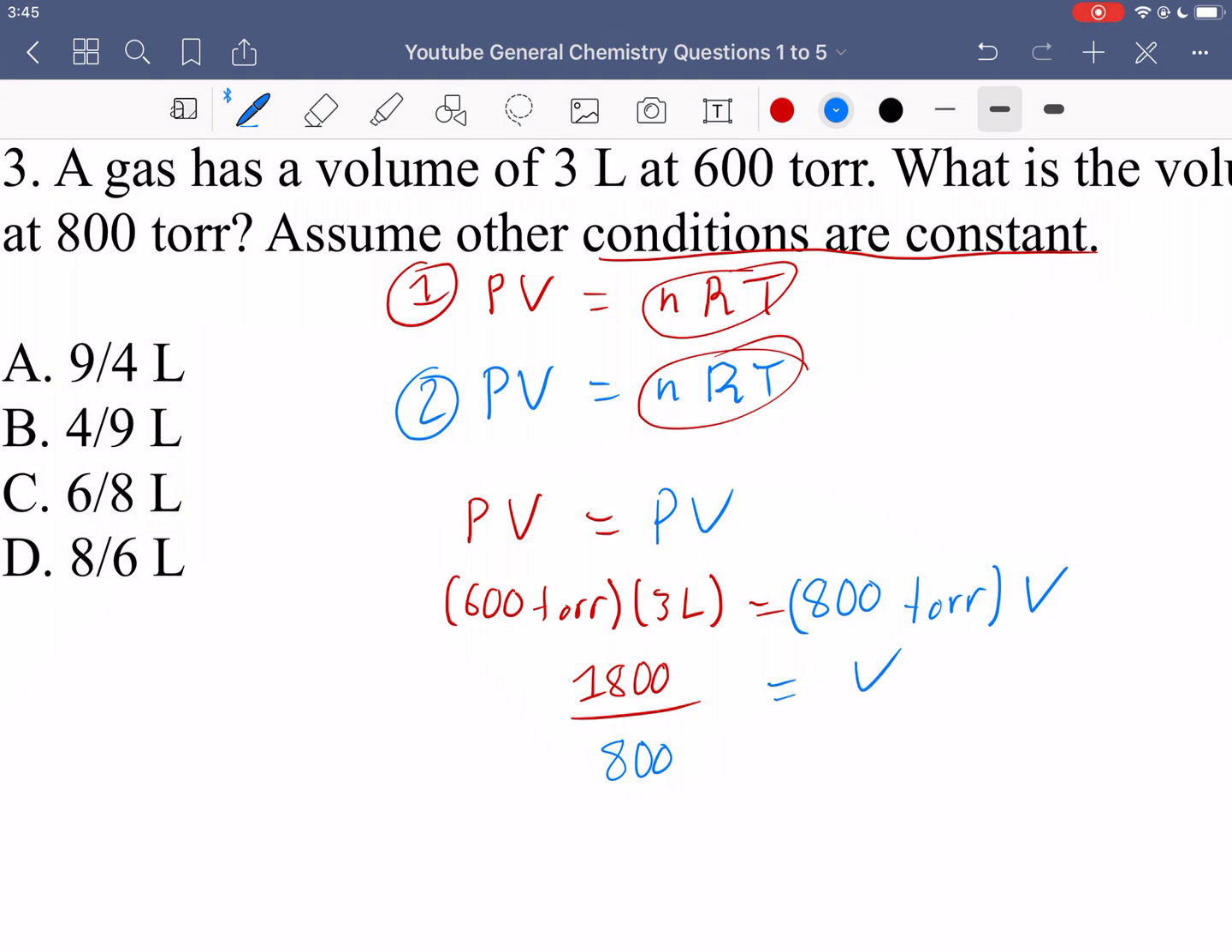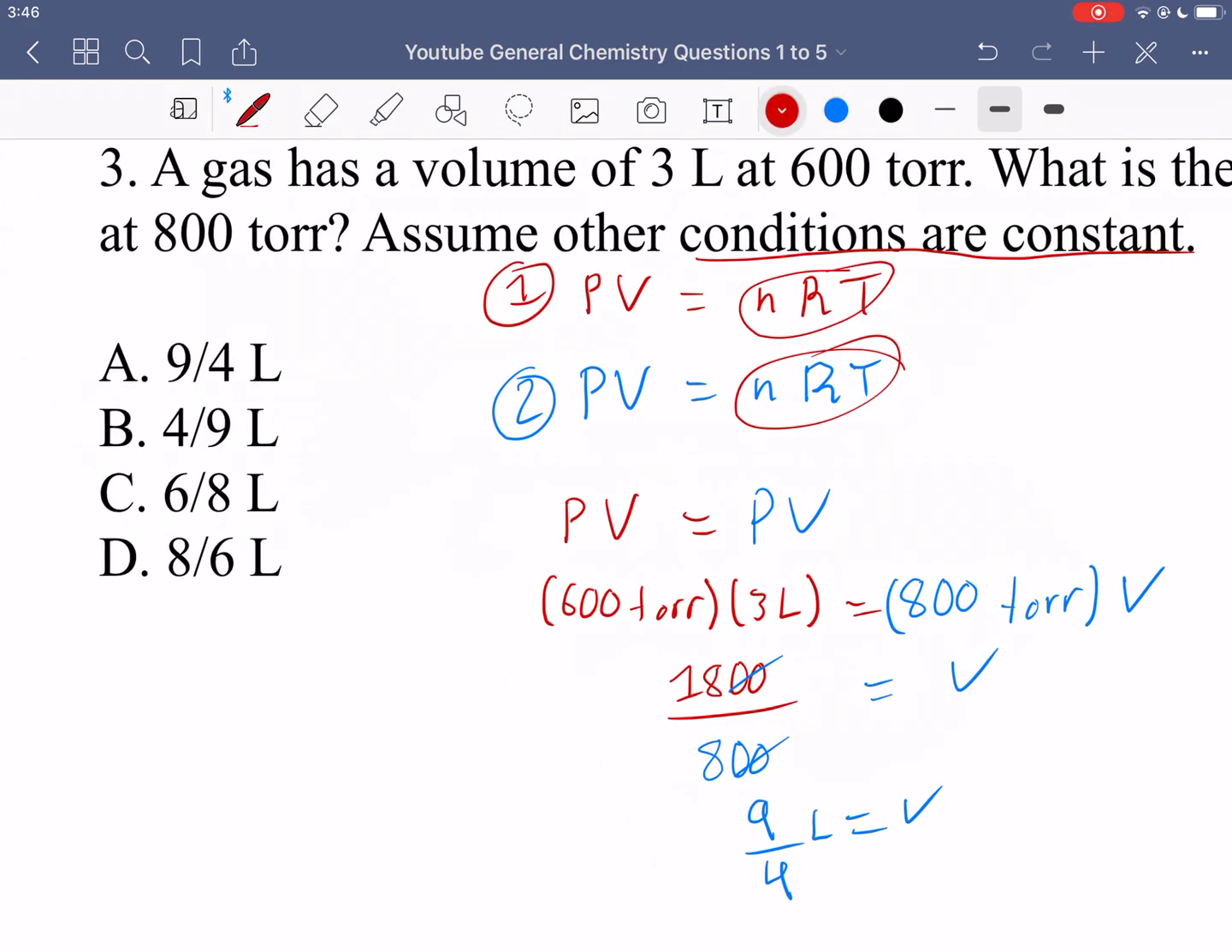So 1800 divided by 800, we can simplify that by dividing both the numerator and denominator by 100. So it's just 18 over 8. And then if we divide both the numerator and denominator by 2, we get 9 over 4 liters. That is our new volume. So our answer to this question is going to be A.